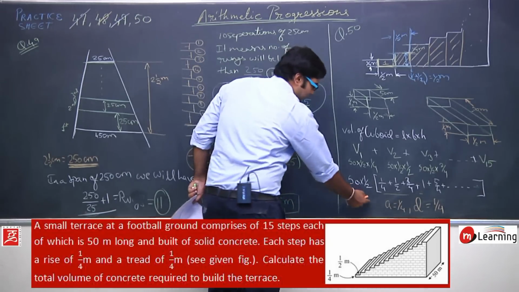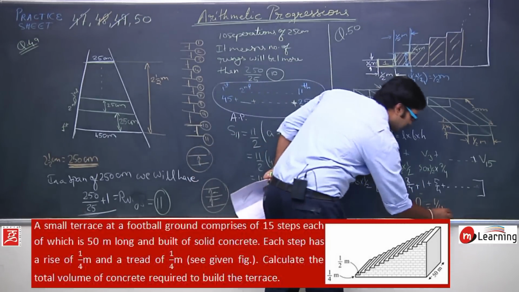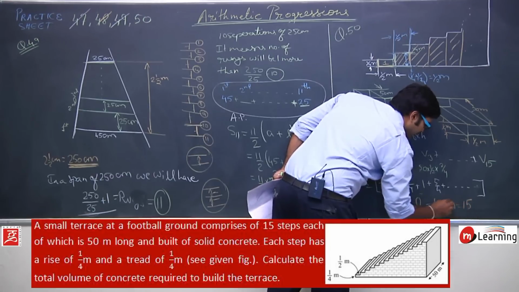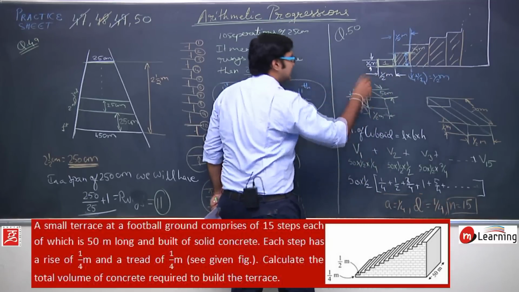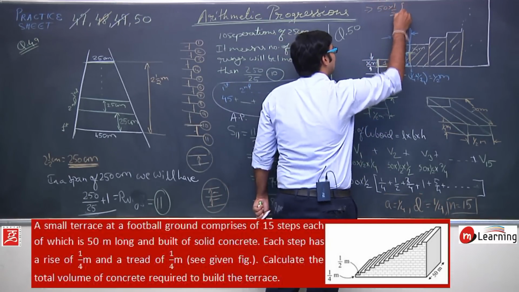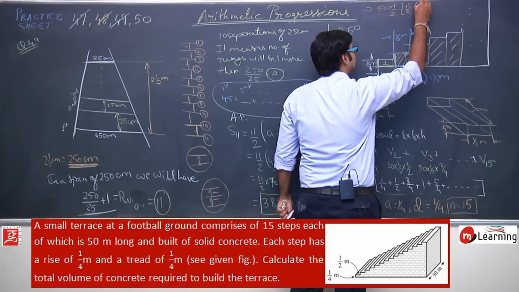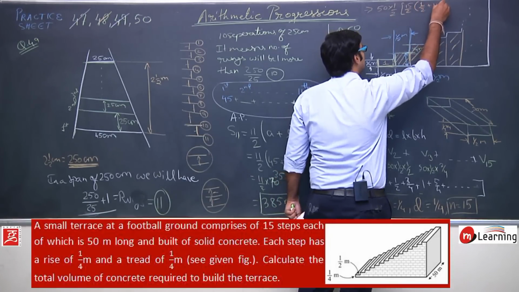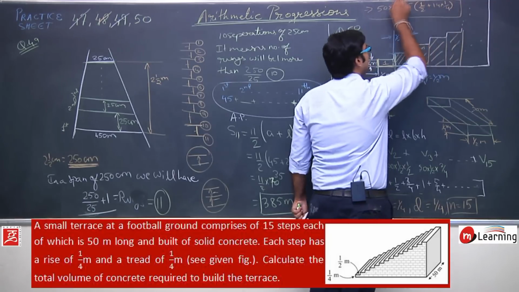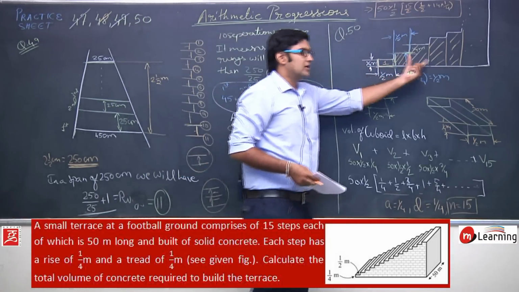Okay. So I need to calculate the sum of these terms. How many terms are there? They are 15 terms. So n is equal to 15. The sum of these terms will be 50 into 1 by 2, into the bracket 15 by 2, 2 times A, where 2 times A is 1 upon 2, plus 14 into 1 upon 4. Okay. So you just need to solve this value and you will get the final volume of this particular terrace.